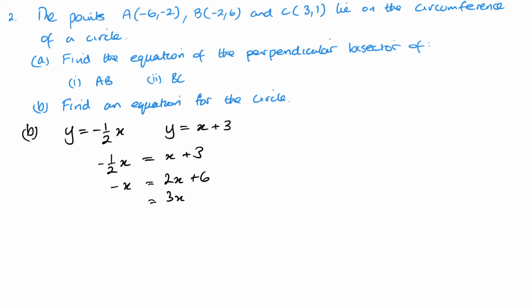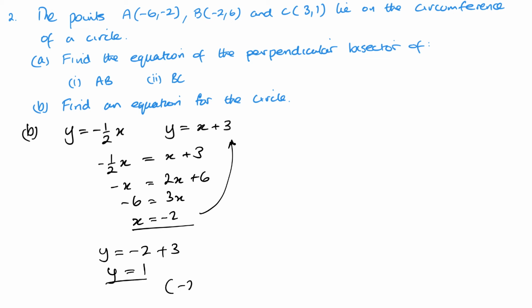So we get 3x on the right, negative 6 on the left, dividing by 3, so I get x is negative 2. And I'm going to substitute this into the second equation. I can substitute it into any one, it makes no difference. So minus 2 plus 3 is 1. So the center of my circle is minus 2, 1.